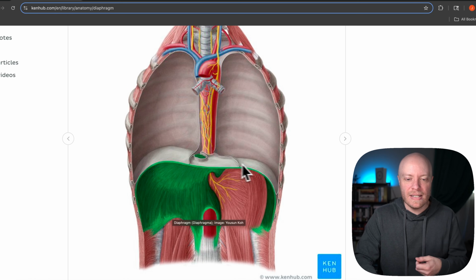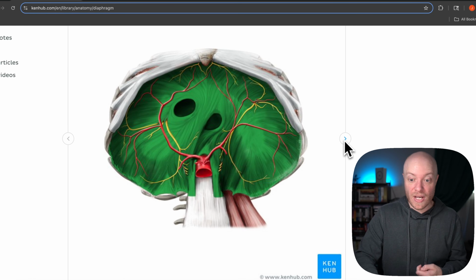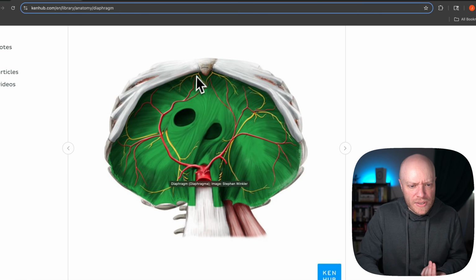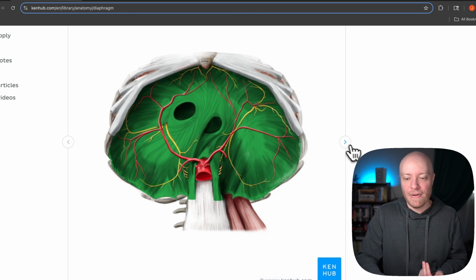This is called the central tendon of the diaphragm. Let's go ahead and move to this other image, and you can see this is a superior view of it. Actually, no, this is an inferior view. Now look at it, you can see here's the ribs, here's the xiphoid process. So you are indeed looking at an inferior view of the diaphragm.